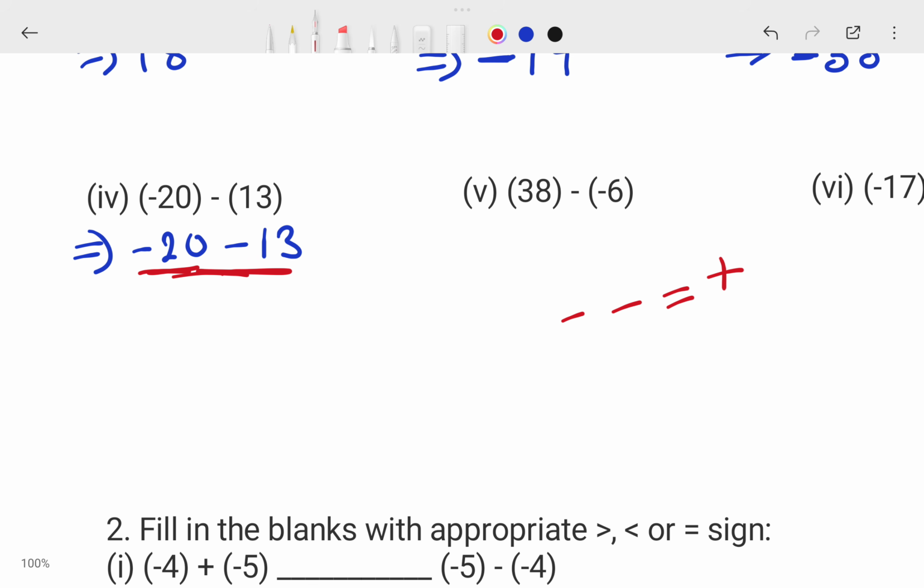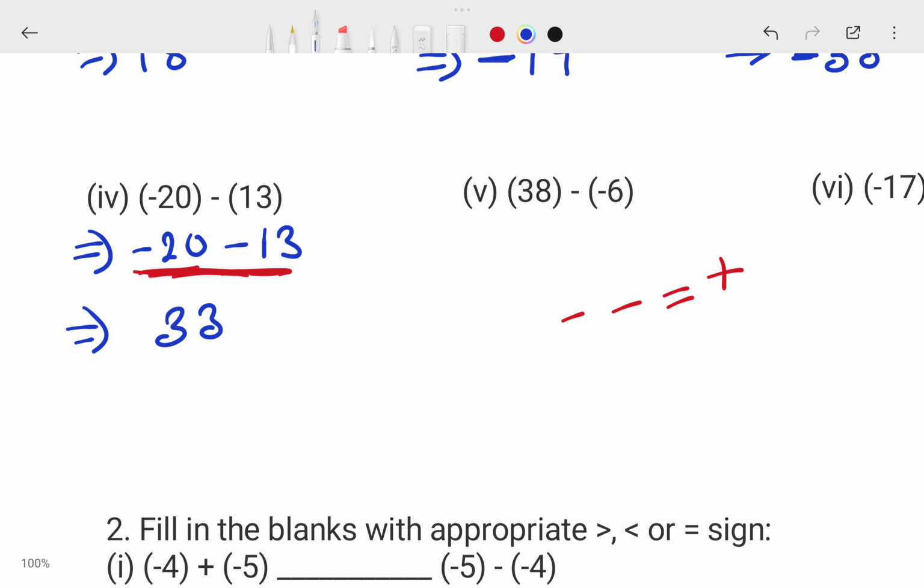So now what will we do? We will add both of these numbers. We will add both of these, because why? Minus 20 and minus 13, minus minus, it is going to be plus. So we will add this one. So if you add this one, it is 20 plus 13, it is going to be 33.